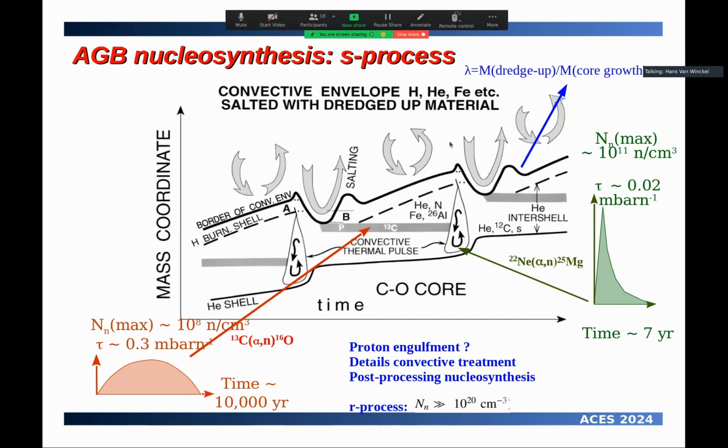The s-process stands for slow neutron process, as you know. The r-process, which is the rapid neutron process, is related to nucleosynthesis in an environment which is explosive, with much higher neutron densities of 10 to the 20 per cubic centimeter, which gives rise to a very different nucleosynthetic process.